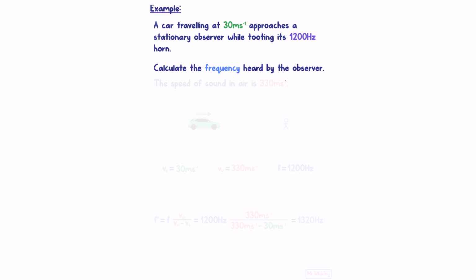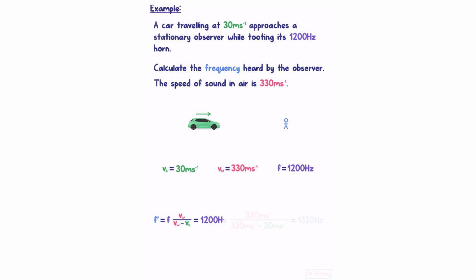Let's go through an example. A car traveling at 30 meters per second approaches a stationary observer while tooting its 1200 Hz horn. Calculate the frequency heard by the observer. The speed of sound in air is 330 meters per second. So we have our car approaching our observer. We know the velocity of the car is 30 meters per second, the wave speed is 330 meters per second, and the frequency is 1200 Hz. Using our Doppler effect equation, where because our observer is ahead of the source, our plus or minus is a minus. Putting in those numbers gives us 1320 Hz.